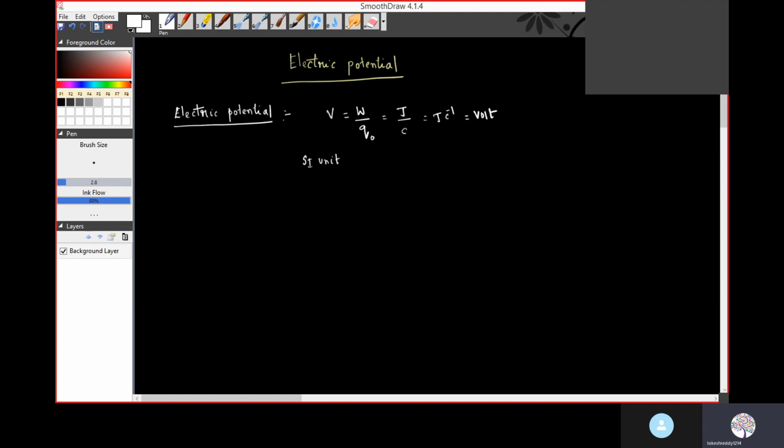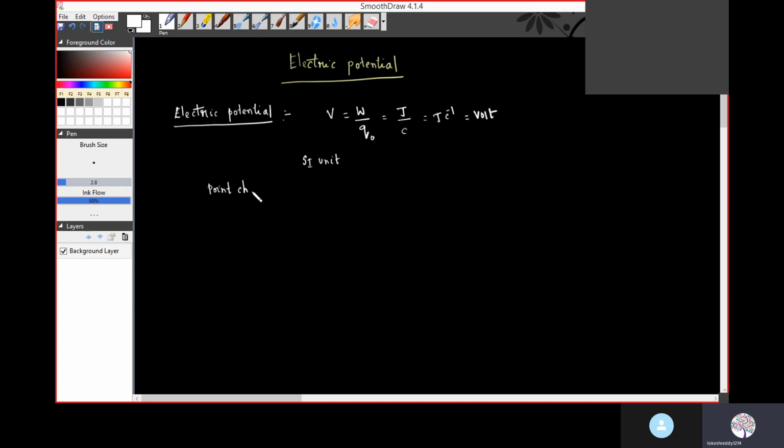Here, electric potential can be positive or negative. The positive charge gives positive potential, and negative charge will give negative potential. So for a point charge, electric potential due to a point charge.